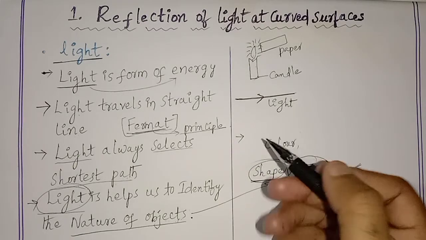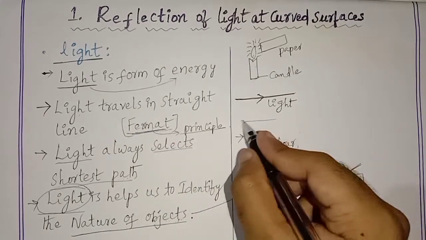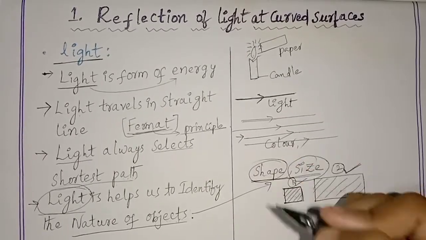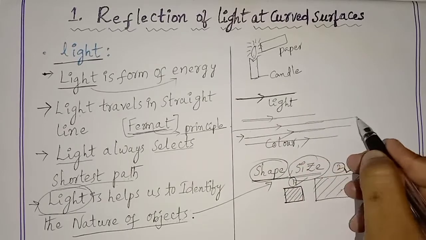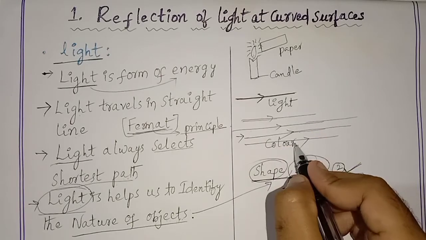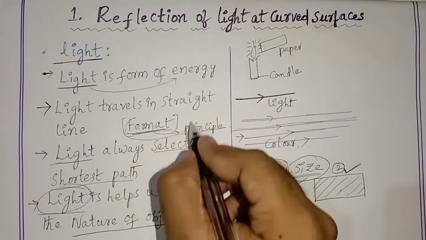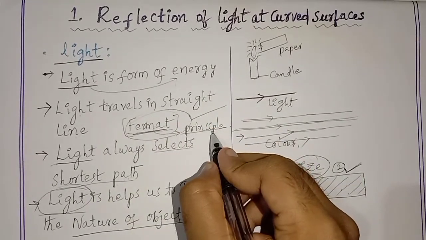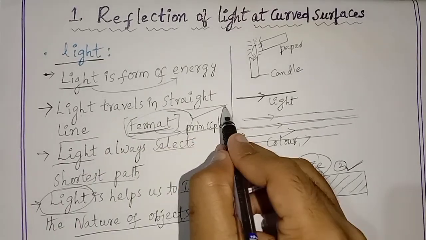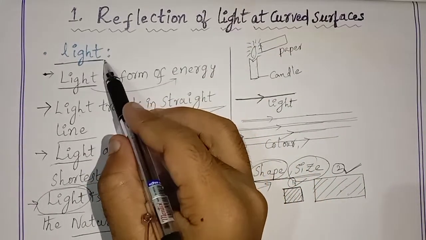Whatever light is coming from the sun, all the light rays are traveling in which direction? In a straight path. All the light rays which are coming from the sun are traveling in a straight path according to Fermat principle. A very important principle you need to remember. According to Fermat principle, light always travels in a straight line. So here we learned in this video the properties of light.